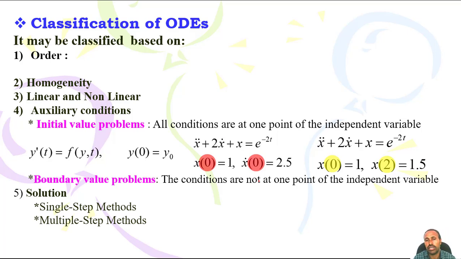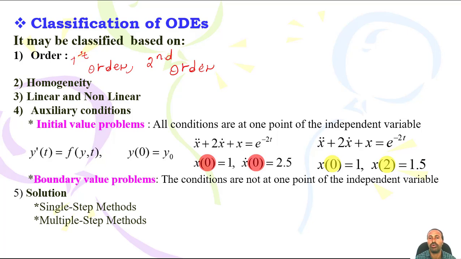Okay, so what are the classifications of ordinary differential equations? It may be classified by, for example, order. Order means it could be first order or second order, and something like that. So you have order of derivatives, and homogeneity. You may have homogeneous, non-homogeneous, etc. Linear and non-linear. And auxiliary conditions, it could be initial value problems.